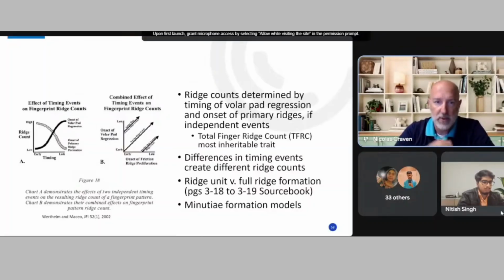But I can try to see if I can send that link to the PDF, or I might have it at the end of the presentation. But that's a good one to read through too, and they talk a little bit about that controversy, if you will, between whether or not ridges form in units, meaning one ridge unit, versus a full-on ridge as it's developing.